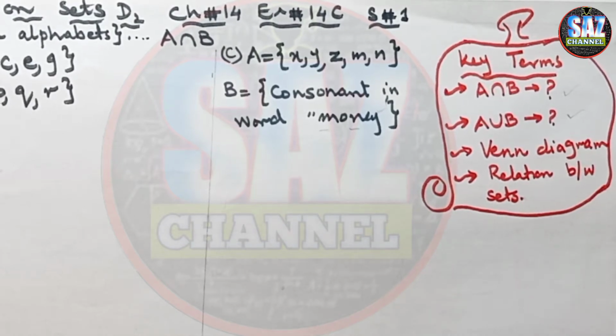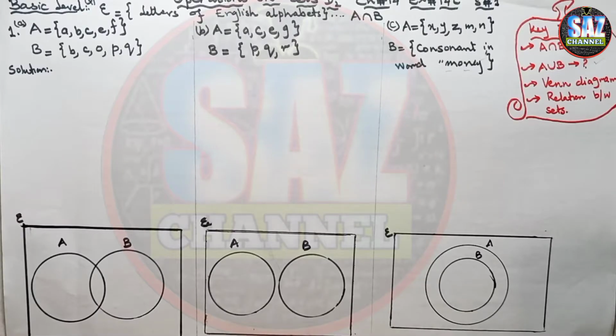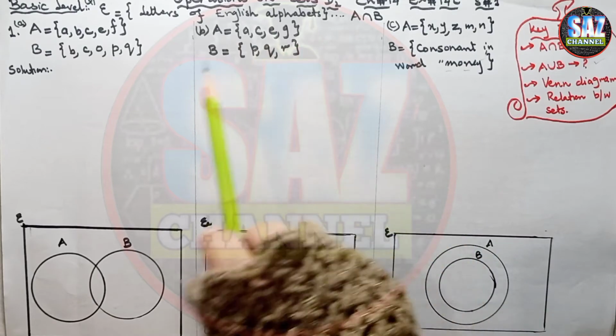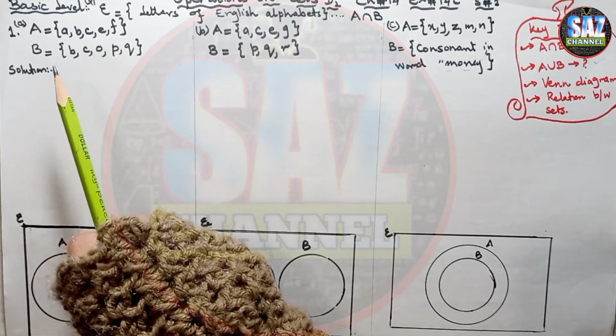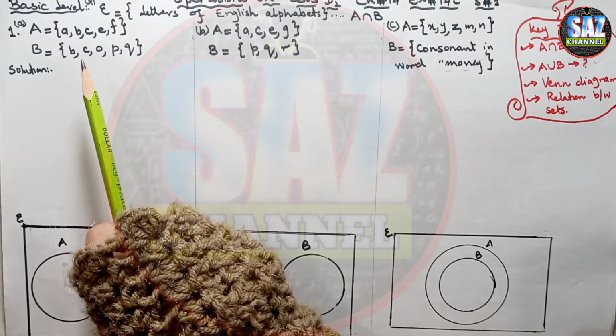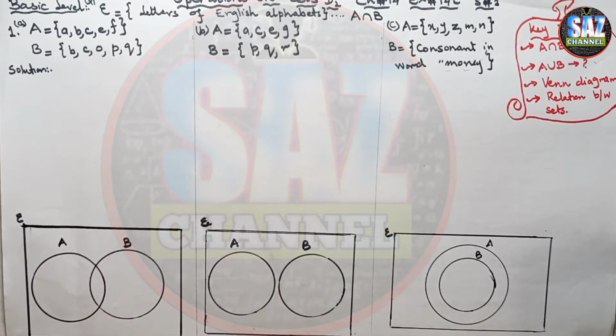Question number 1. Question 1 says it's given that universal equals the letters of the English alphabet, and the first part says that we have to draw the Venn diagram to illustrate the following sets, and in each case find A intersection B. It means that we have to draw the Venn diagrams for the relationships which are given in the question, and then we have to find the intersection between the sets as well.